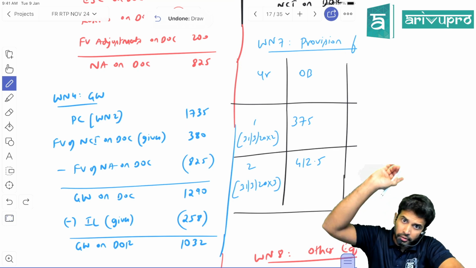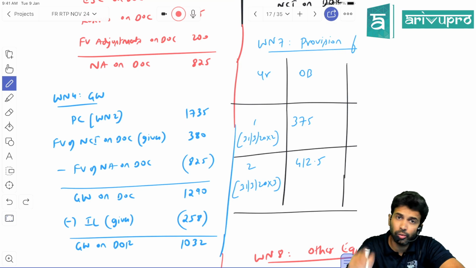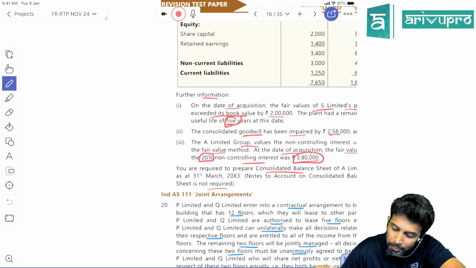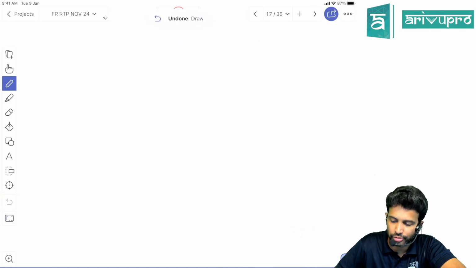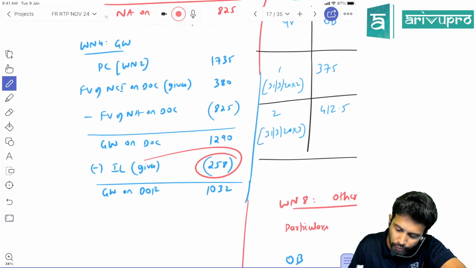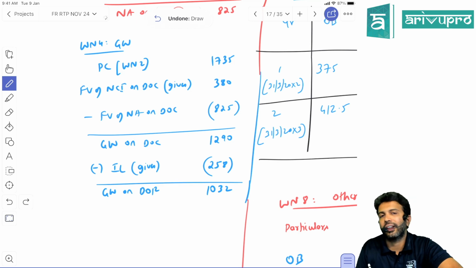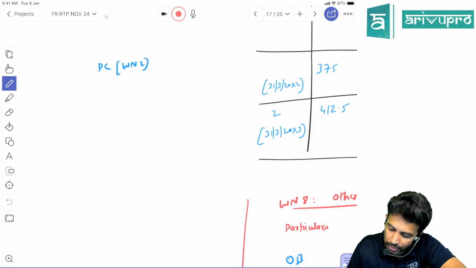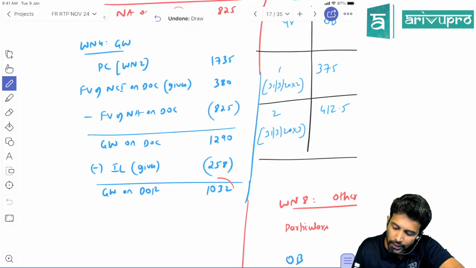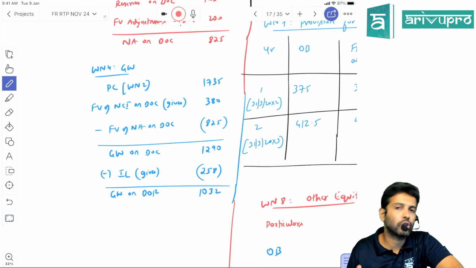Control we got 2 years before. Now, can you amortize this goodwill? No, this goodwill is only tested for impairment. Is there any impairment on such goodwill? Yes, given in the question. This goodwill is impaired by 2,58,000. Numbers are in thousands, so reduce 258 as impairment loss. So on the date of preparing the consolidated financial statements, that is 31st March 20x3, after reducing the impairment loss, the value of goodwill is 1032. This will come in your consolidated balance sheet. This is your working note number 4.